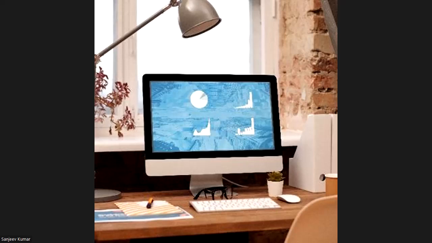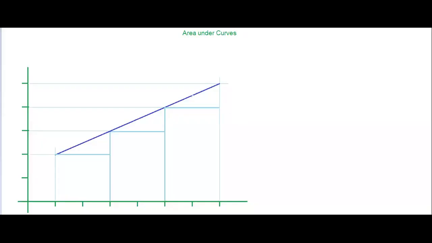I am sharing the first topic, area under curves. I will be beginning with area under a straight line segment.